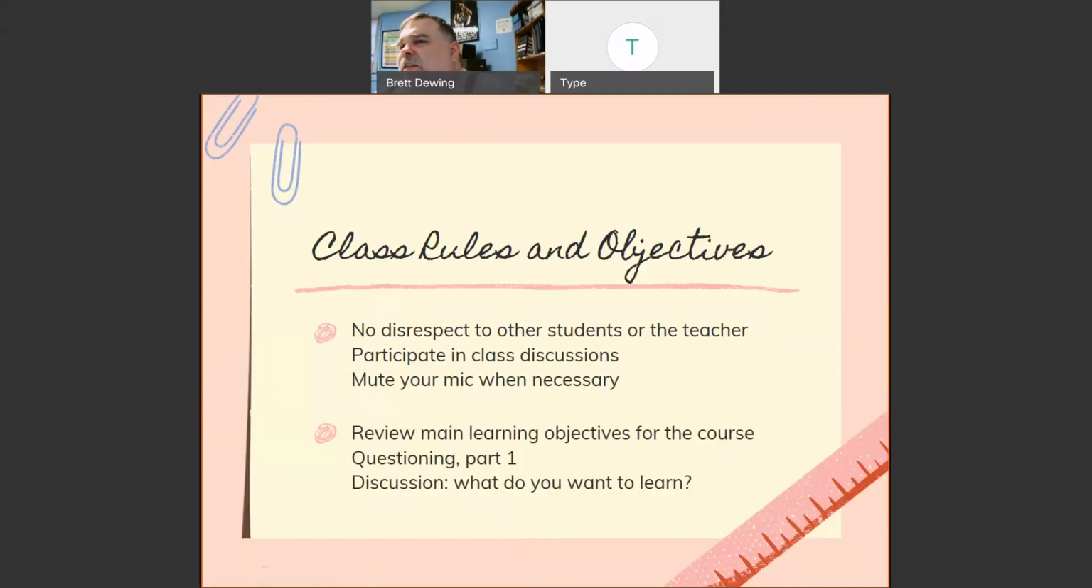And our objectives today, as always, we're going to review the main learning objectives for the course. Then we're going to talk about questioning, part 1. We'll have part 2 on Friday. And then hopefully get to a discussion of what do you want to learn.